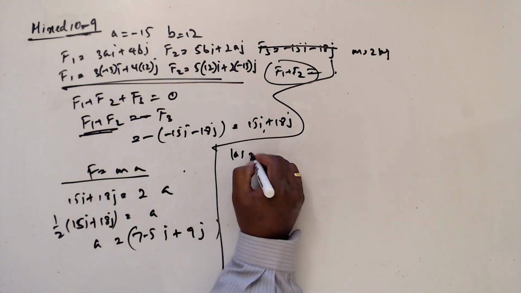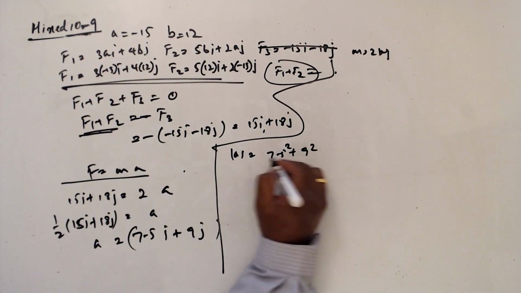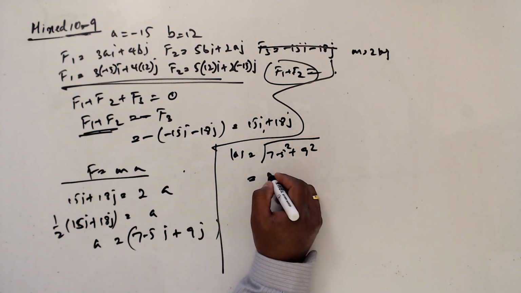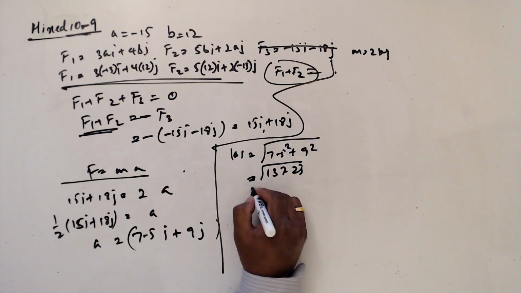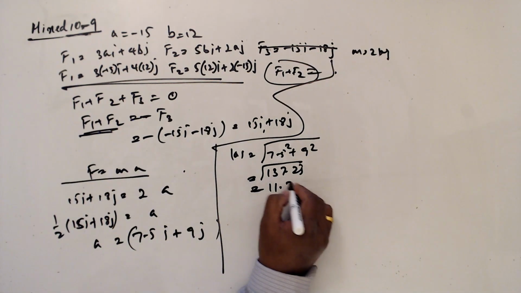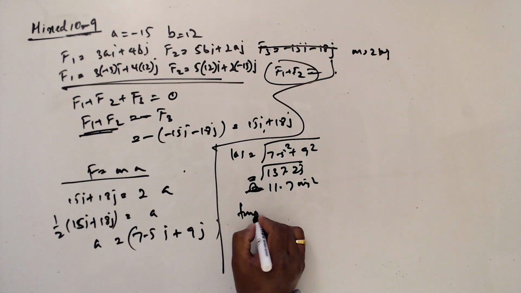So mod A is the square root of 7.5 squared plus 9 squared, that is the square root of 137.25, which is 11.7 m/s² approximately. And tan theta.